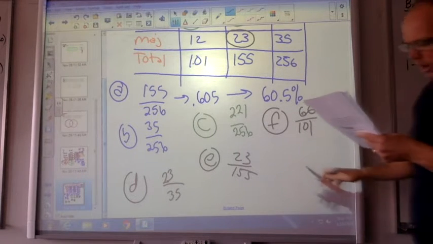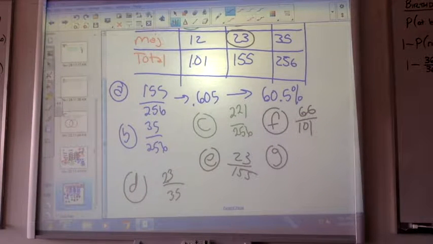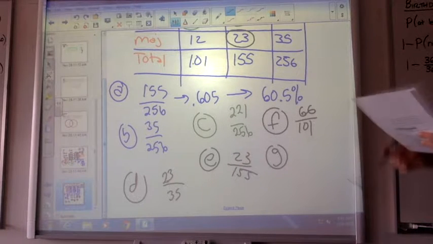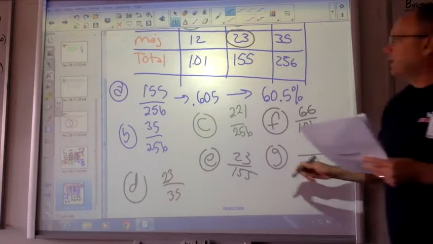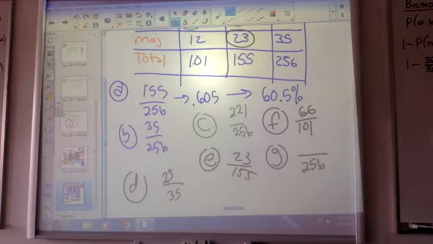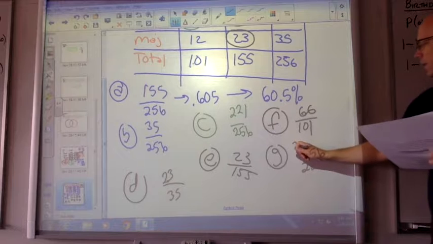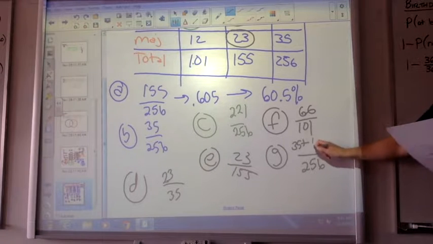G had a major injury or missed practice. So this is one of those we will have to subtract a group. Okay, had a major injury or missed practice. So we're still going to be out of 256. How many major injuries were there? 35. Plus how many missed practices were there? 101, and this is going to work out perfect.